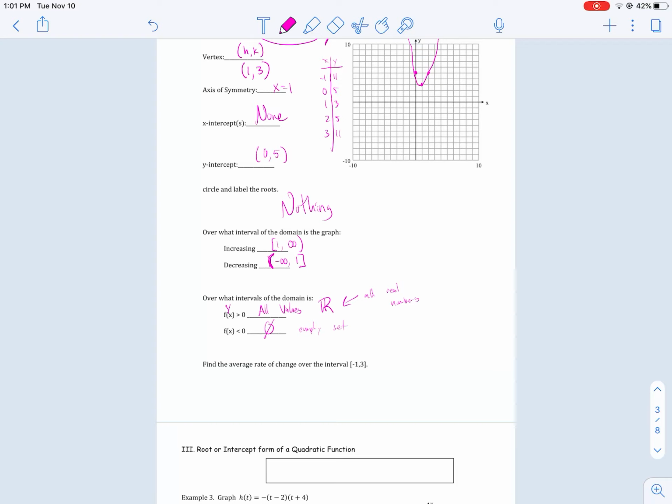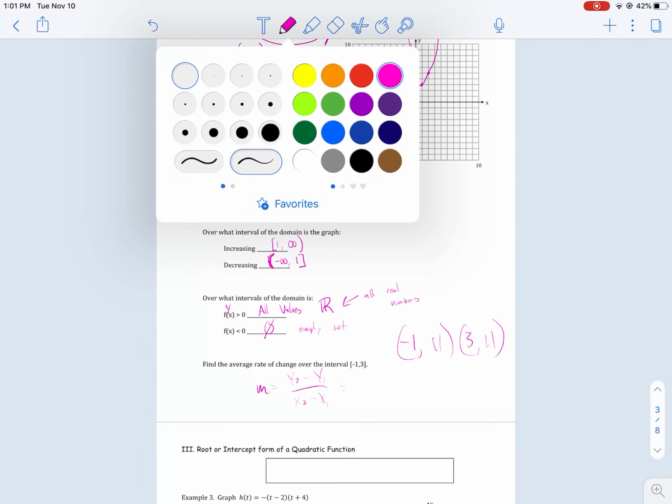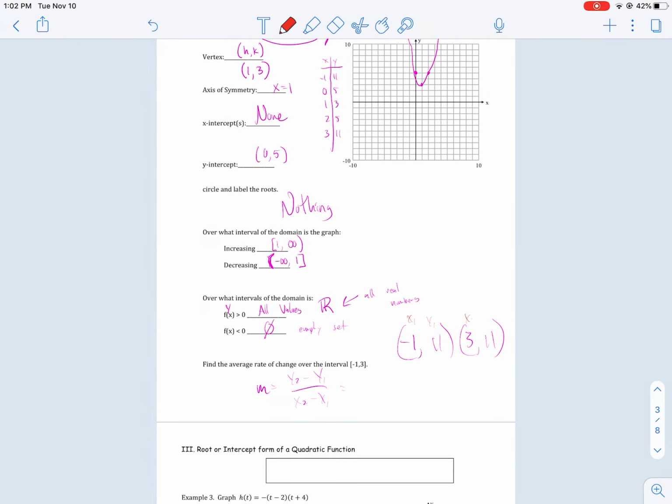And find the average rate of change. All right, so I go back to my table of values. In order to find the average rate of change, y2 minus y1 over x2 minus x1. At -1, we're at 11. At 3, we're also at 11. So I'm going to go x1, y1, x2, y2. So we go 11 minus 11 over 3 minus -1. And what do we get? 0 over 4, which is just 0.